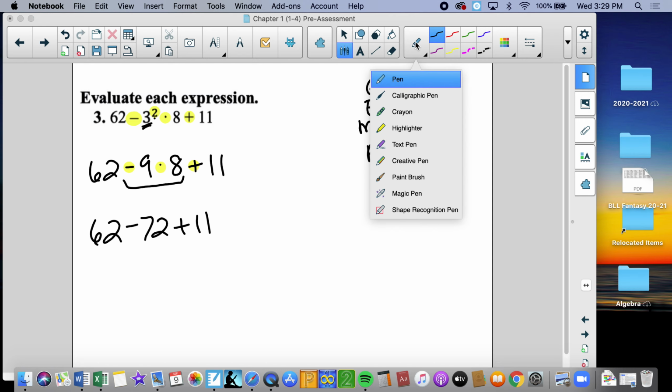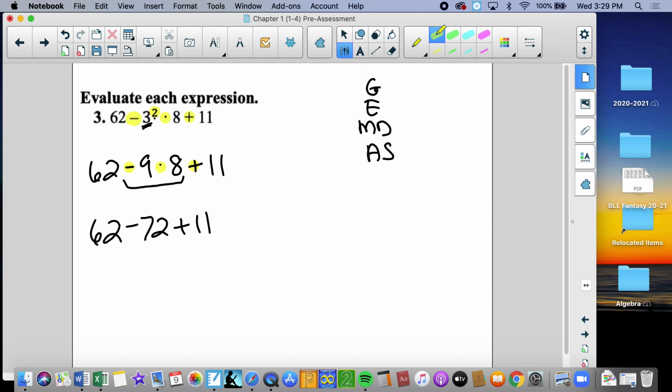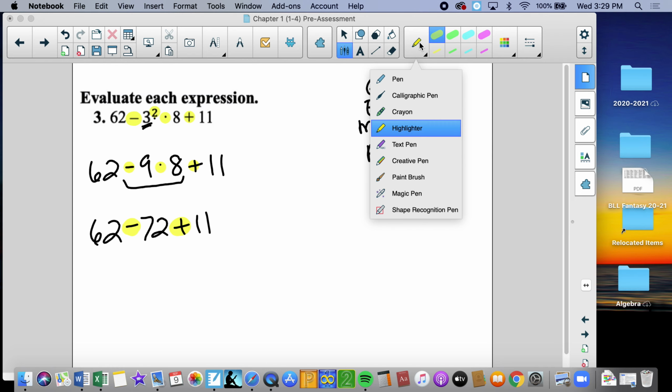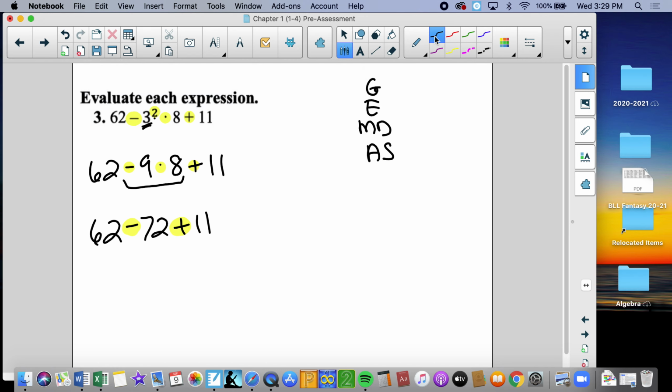Now we have subtraction and addition. They are equal to each other in importance, and we will do left to right. 62 minus 72 gives me negative 11. Plus 11 gives me 0.